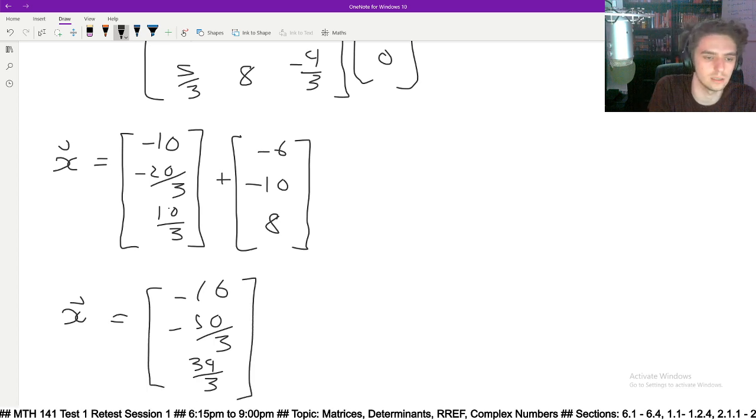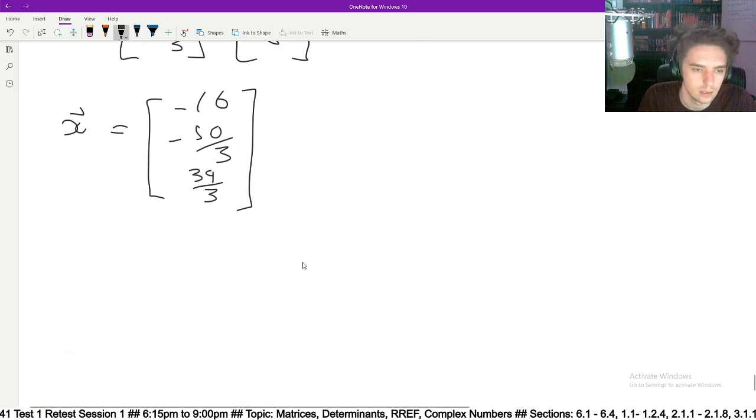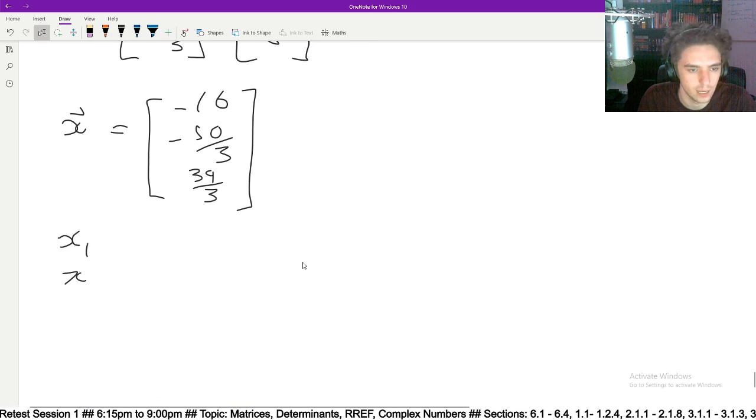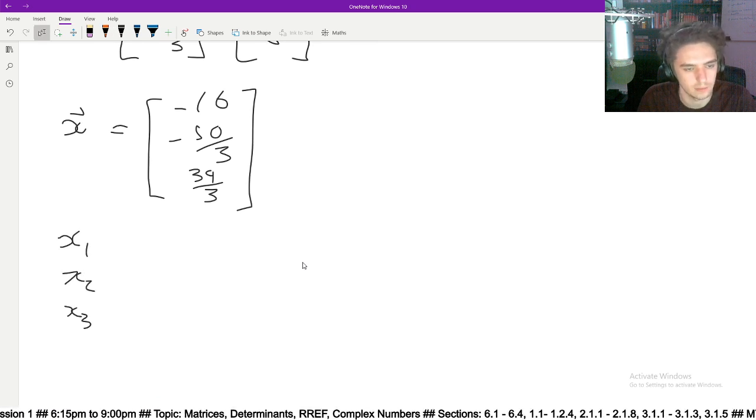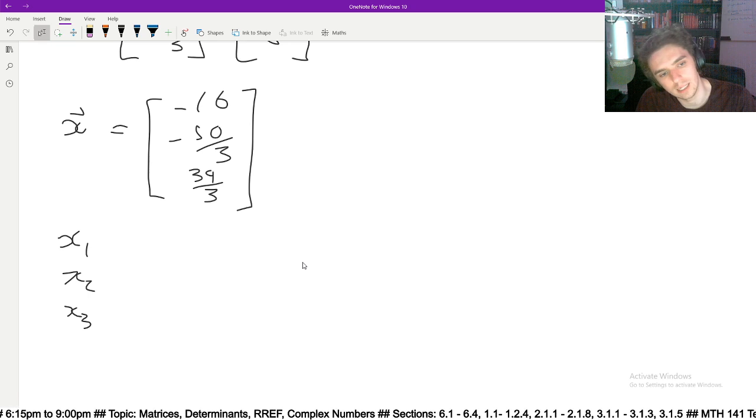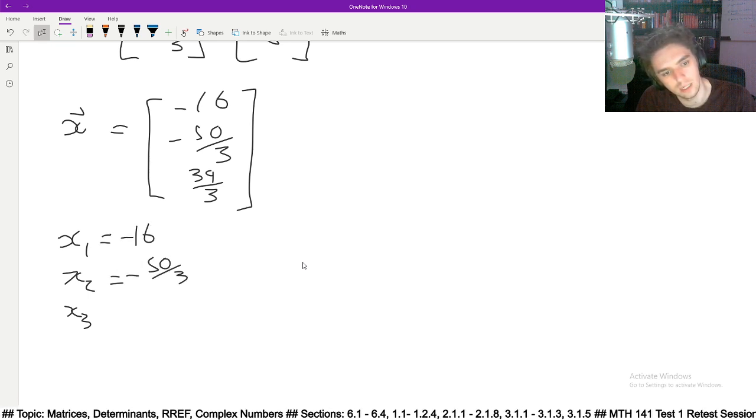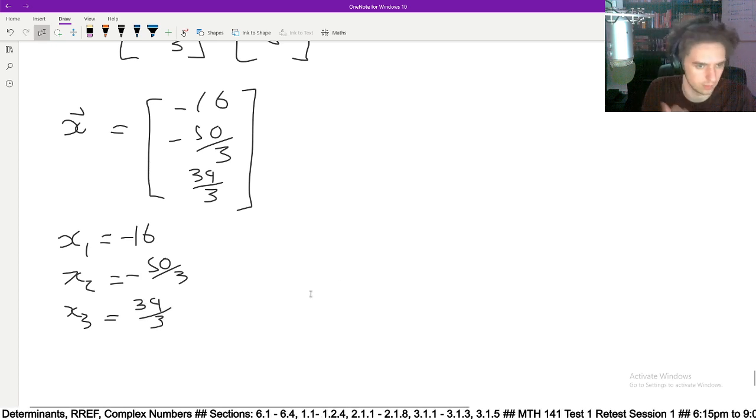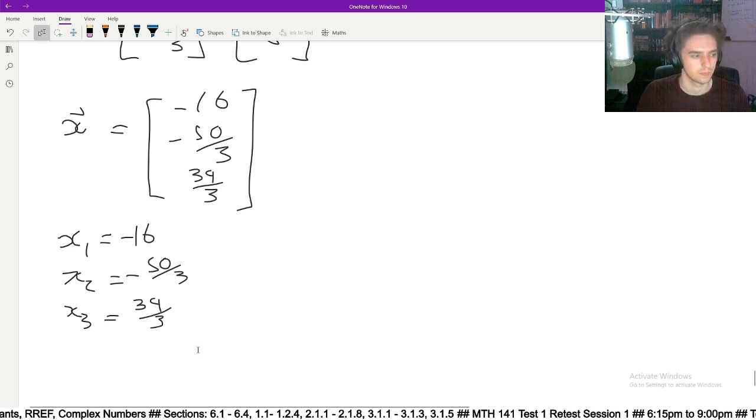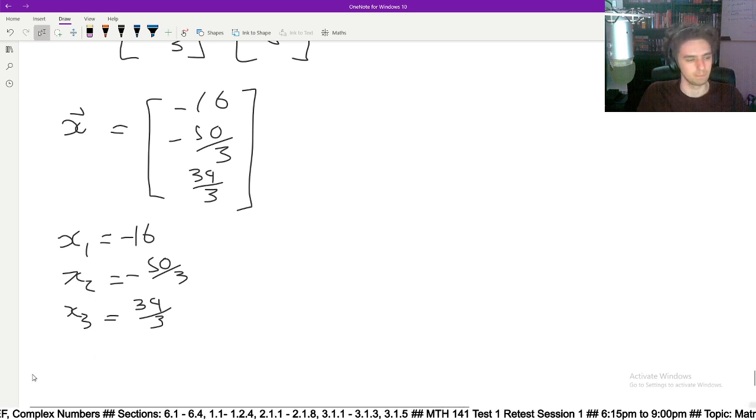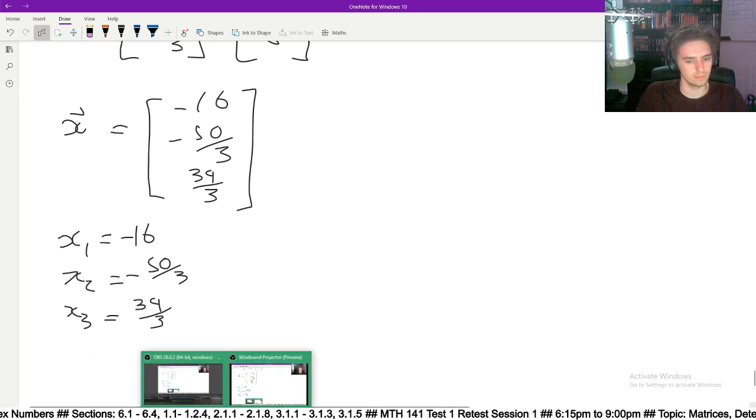So we solved the linear system, right? So remember, this x vector is x1, x2, x3. That's what the x vector represents. So what that means is that x1 is negative 16, x2 is negative 50 over 3, and x3 is 34 over 3. And we solved the linear system. Right? So yeah.